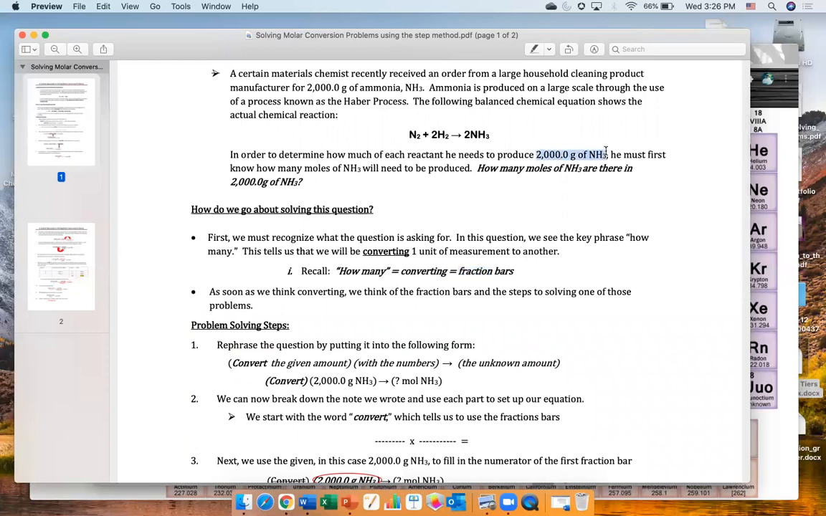And I've been given this 2,000 grams of NH3. It's the only number I'm given in here. So that's the amount that I've been given. So there we go. I'm going to put that in.